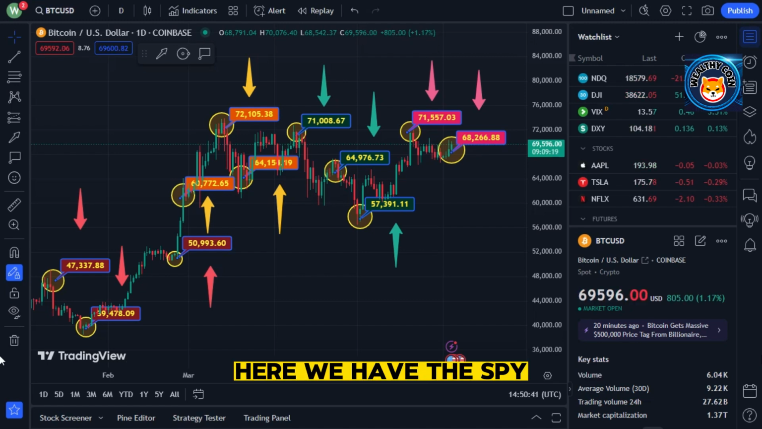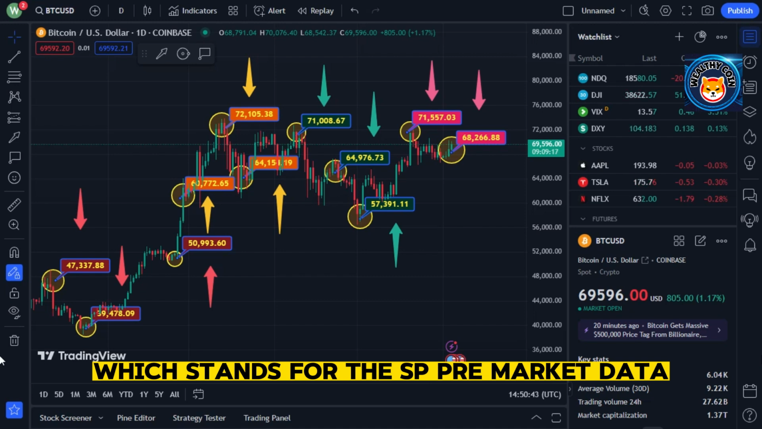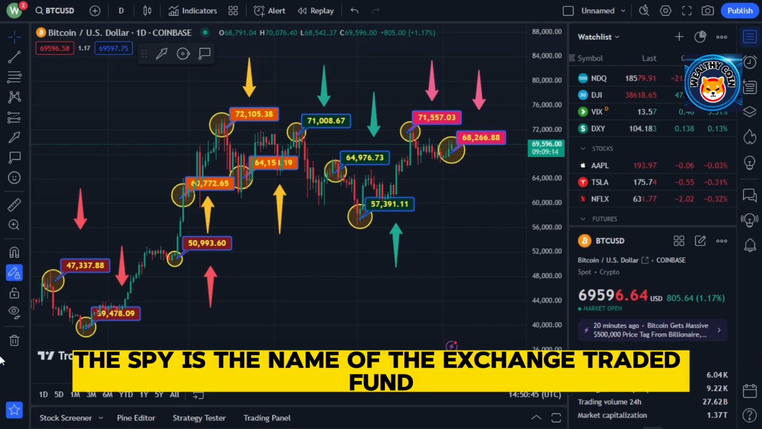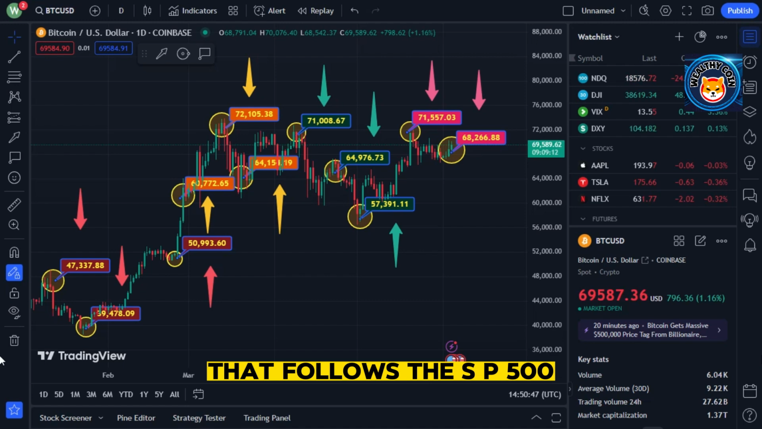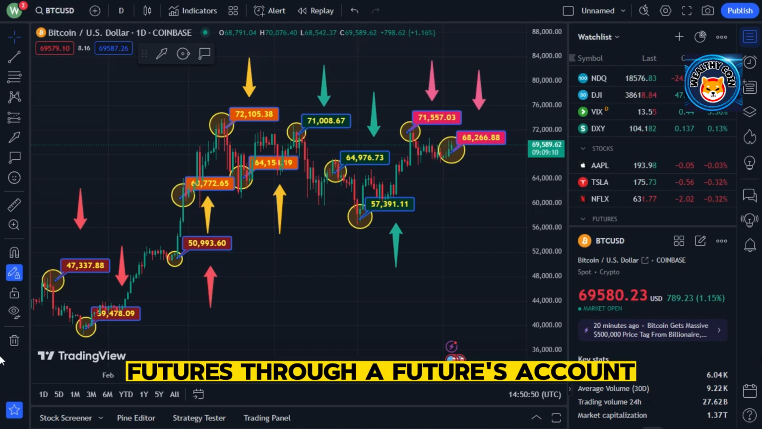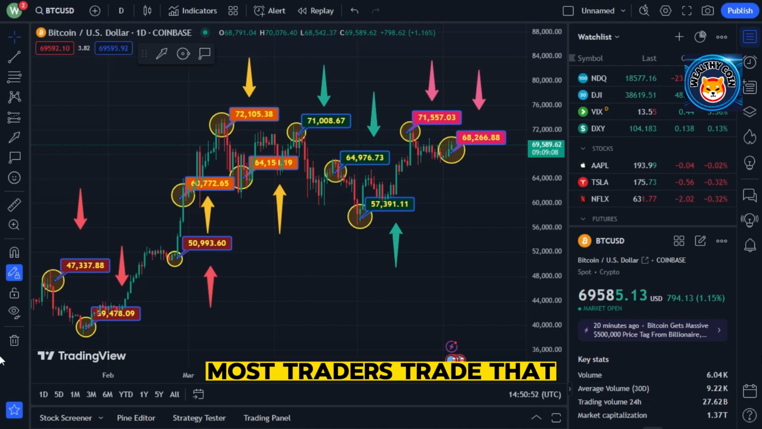Here we have the SPY, which stands for the SP pre-market data. Once again, the SPY is the name of the exchange-traded fund that follows the SP 500. Instead of trading the SP futures through a futures account, most traders trade that.